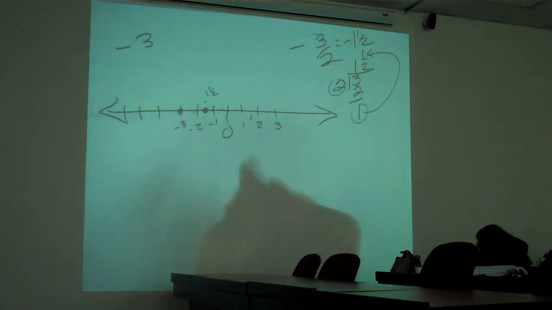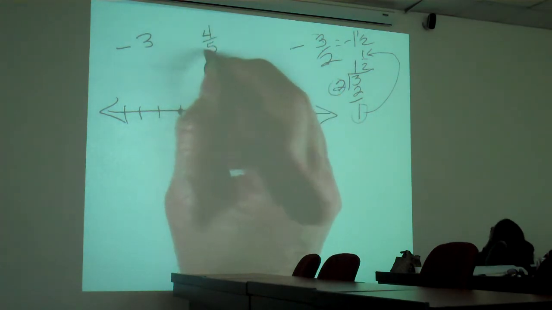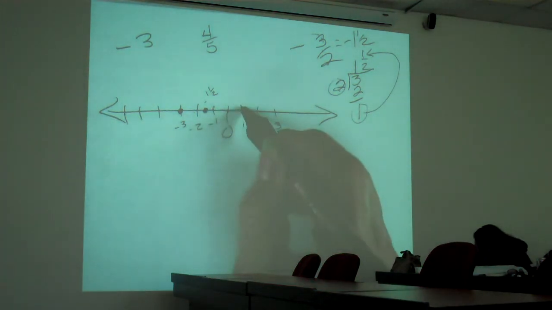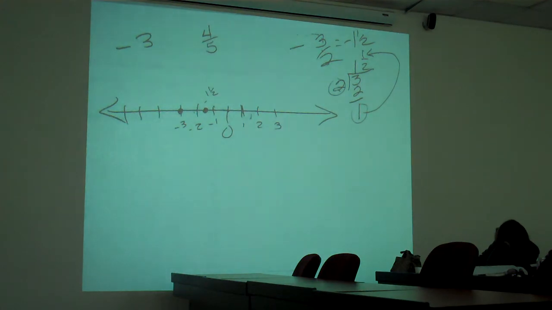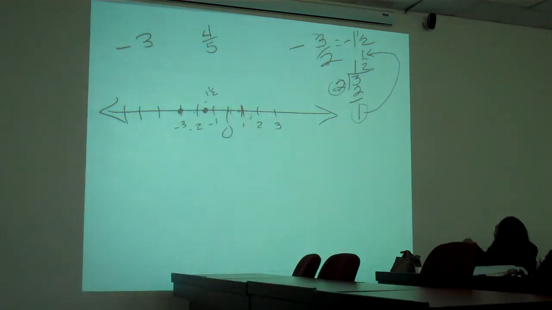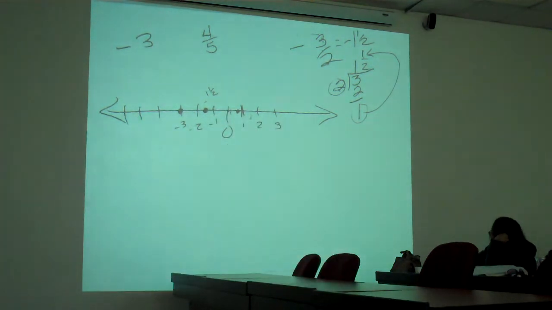How about a positive 4/5? We're going to go a little past the 1 over here. Somebody say no. It's smaller than 1, right? Yeah. Okay, so if you had this divided into 5 sections, it's going to be pretty close to the 1, right? You could visualize, you could divide it into 5, but you don't really have to. Just kind of go over, and it's about right there.